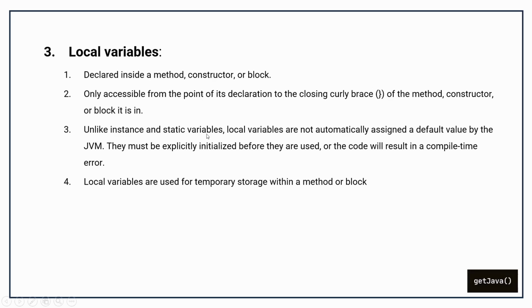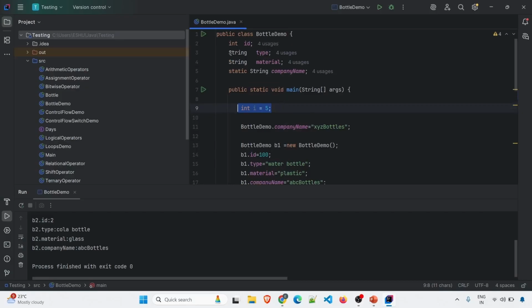Unlike instance and static variables, local variables are not automatically assigned a default value by the JVM. They must be explicitly initialized before they are used, or the code will result in a compile time error. In the case of an instance variable, if we are not initializing this integer variable, by default the value will be 0. For any boolean variable, it will be false. For a string type, it will be null. So these are the default values assigned to instance variables or static variables.